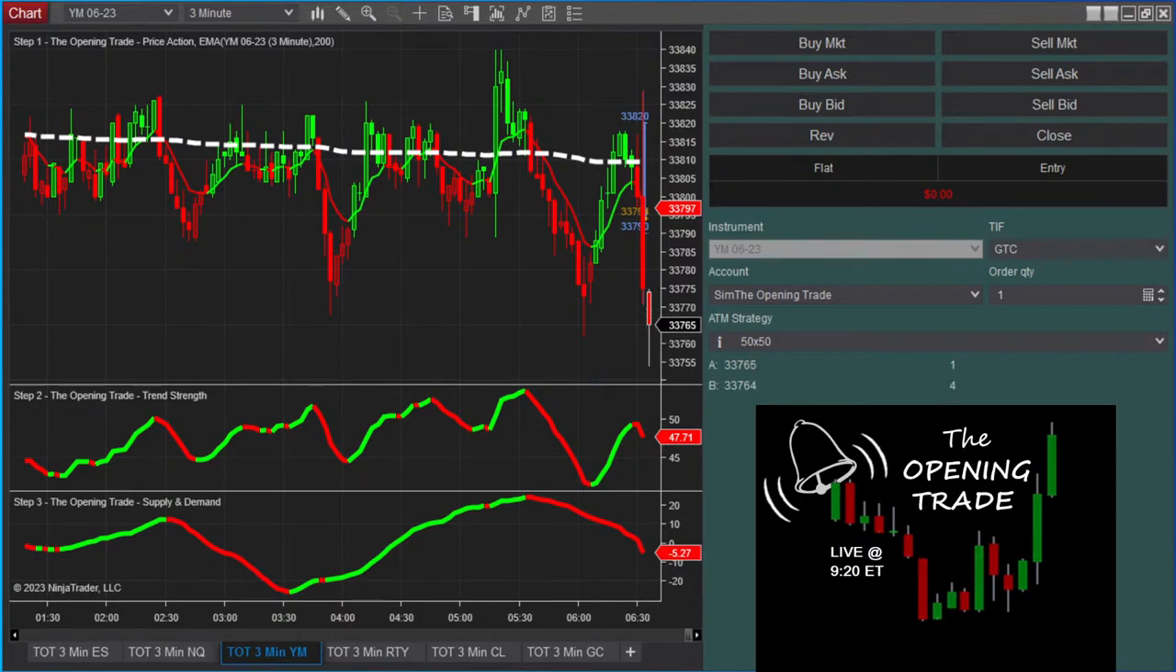Whoa, look at the Dow. The candle just jumped down there.